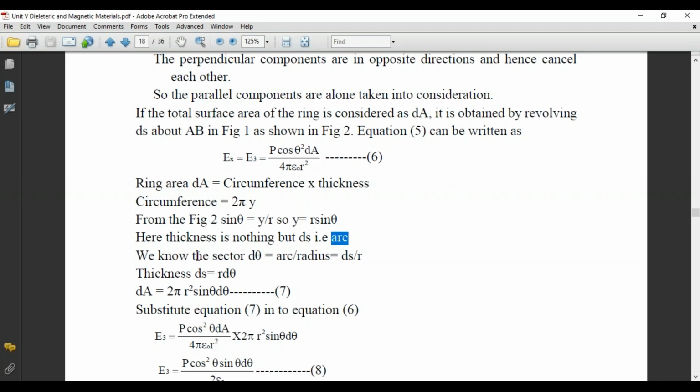We know the formula for a sector: the angle d theta equals arc length by radius. In our case the arc is ds, so substituting, the thickness becomes ds equals r d theta. So the total surface area dA equals circumference into thickness. We calculated the circumference as 2 pi y and also ds as r d theta. Then you get 2 pi r square sin theta d theta, that is equation 7.